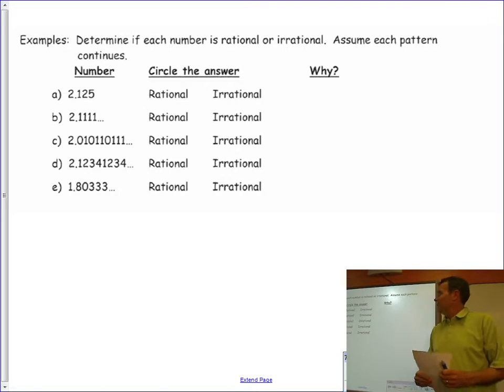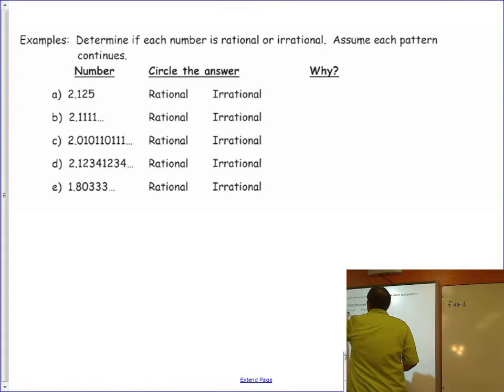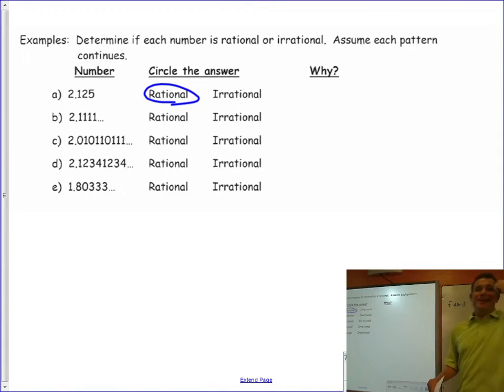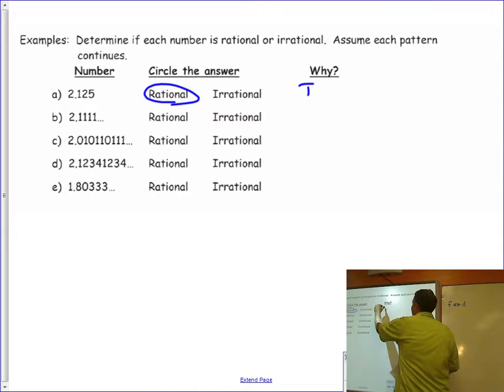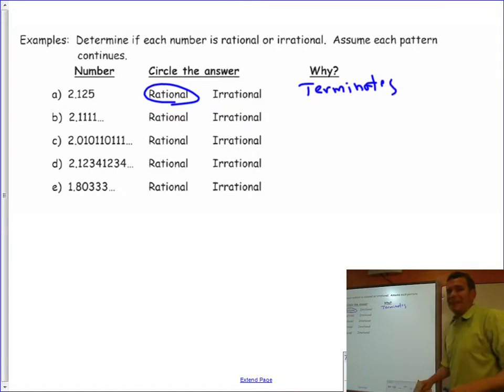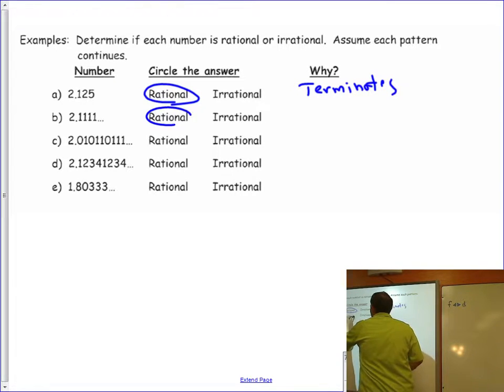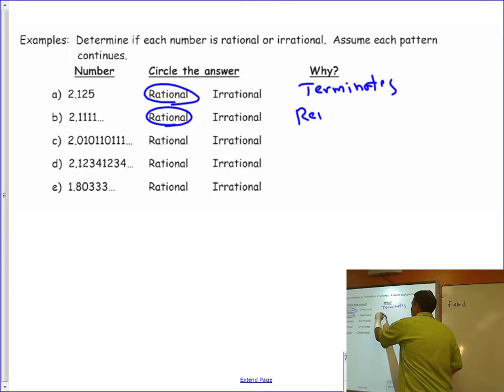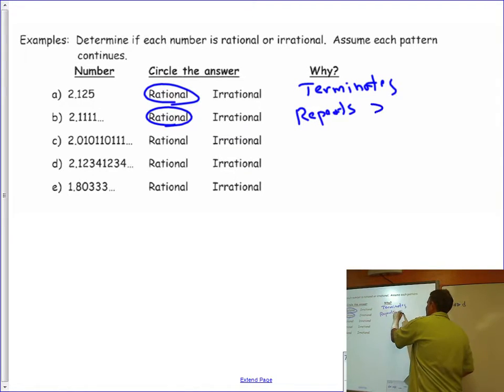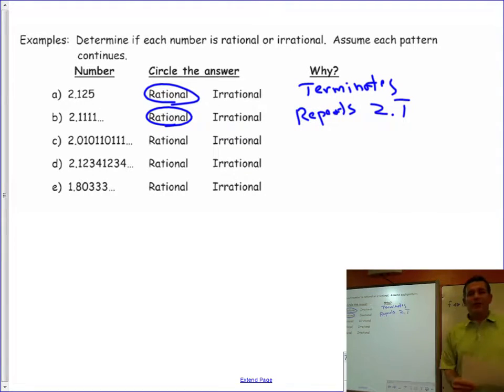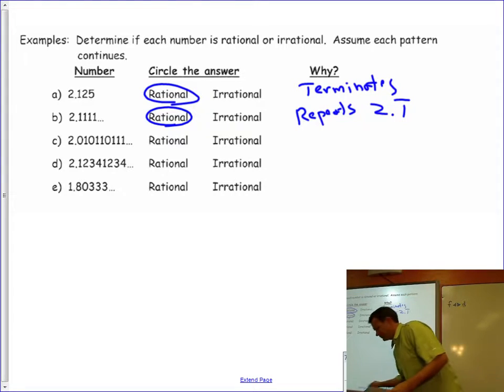The first one, 2.125, that is a rational number. Why is that a rational number? Because it terminates. Terminating decimals can be written as fractions. That's what makes them rational. How about the second one, 2.111 repeating? That one is also rational. That one repeats. Could be written as 2.1 with a bar over it, right?